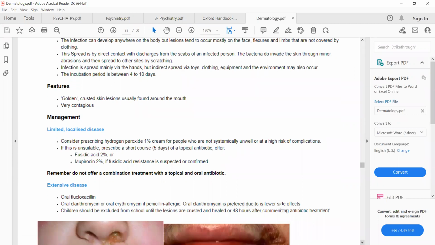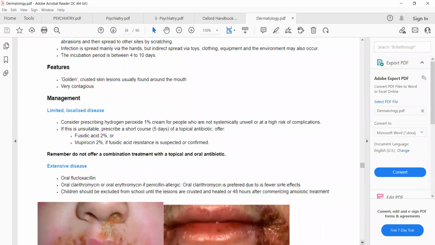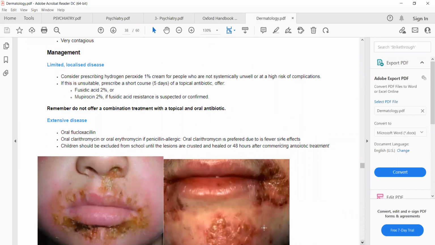Remember that impetigo is a highly contagious disease. That's why children should be excluded from school until the lesions are crusted and healed, or 48 hours after commencing antibiotic treatment. So the child can go to school if the lesions are crusted and healed, or if 48 hours have passed after commencing the antibiotic treatment.